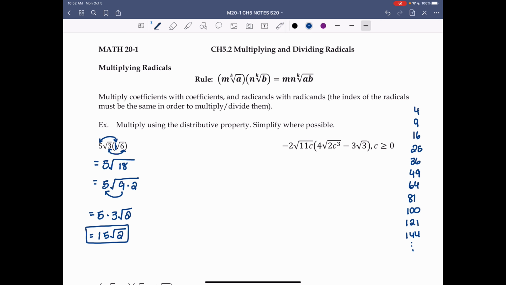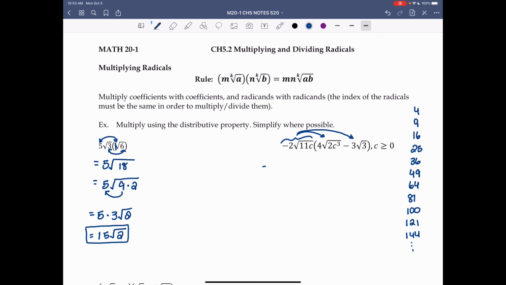Negative 2 square root 11c times 4 square root 2c cubed minus 3 square root 3. So you want to take this whole thing and multiply it into the brackets, so to each term. It states a restriction for us: c has to be greater than or equal to 0.